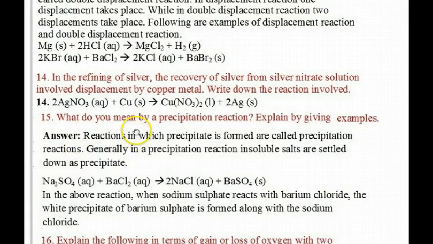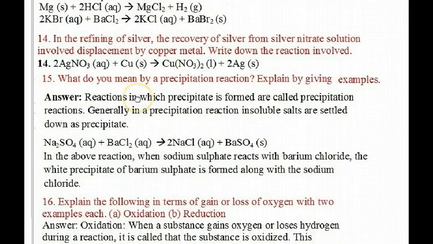Next, the 15th question, quite important otherwise. What do you mean by precipitation reaction? Explain by giving examples. A reaction in which a precipitate is formed is called a precipitation reaction. Generally in a precipitation reaction, insoluble salts settle down as precipitate because they are in solid form, so they settle down.